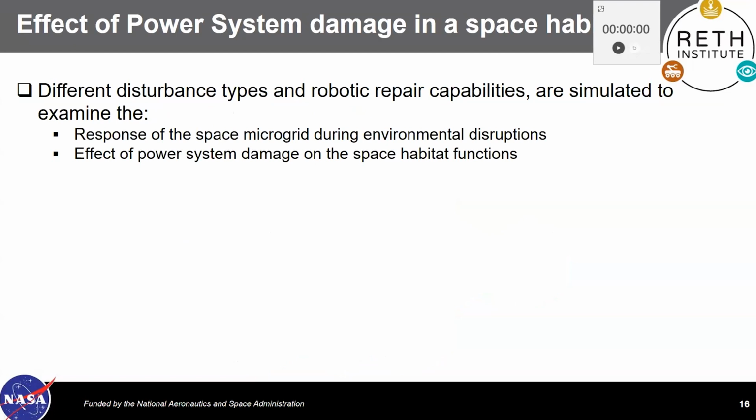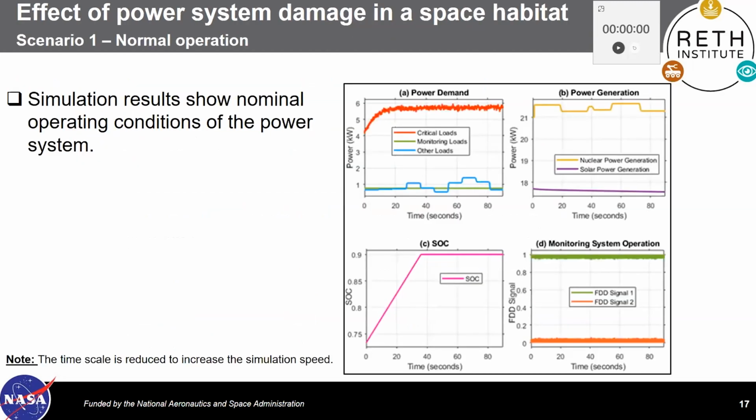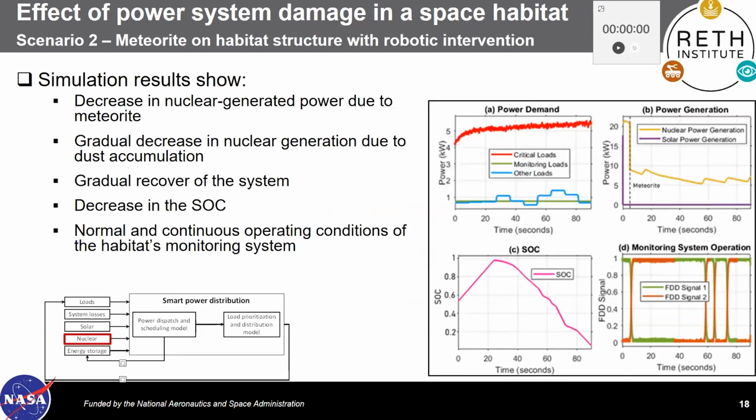Okay, I will summarize the work here. We ran different scenarios to study the response of the space habitat and the effect of any damage in the power system on all the habitats. The first scenario was a benchmark scenario where it was a day hour, so the solar power was generating and the nuclear generation was also good. All our loads were supplied by power.